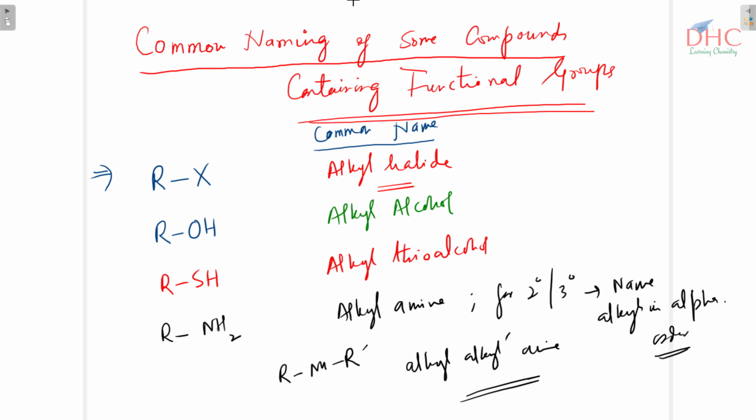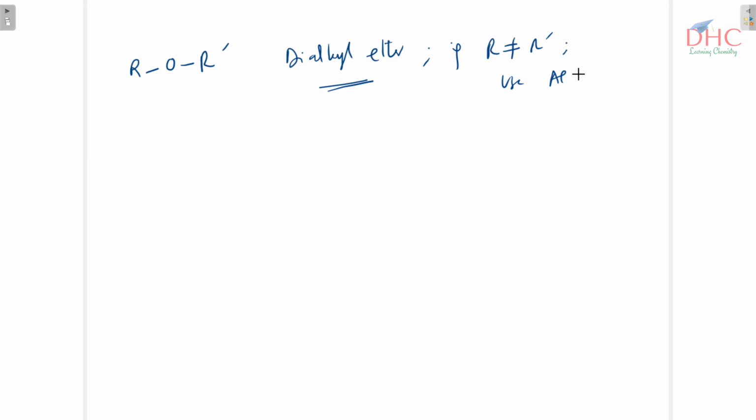We have one more functionality, that is R single bond O single bond R dash. Again, it's basically dialkyl ether. Dialkyl ether is the name of this compound, and if R is not equal to R dash, then use alphabetical order, as we said with regard to amines.